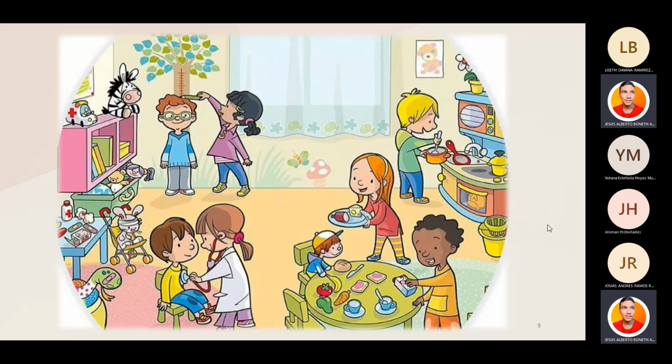And there are boys at the kitchen, and so there are a table, a blue table, between the toys and other toys.